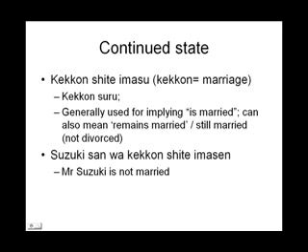Consider the next example. Suzuki-san wa kekkon shiteimasen. This is the opposite of the previous, since a negative verb has been used. The subject is not married. Mr. Suzuki is not married. So in this context, the present continuous that has been used actually implies that this is a state that has been there for quite a while, not just in the immediate past or the present alone.